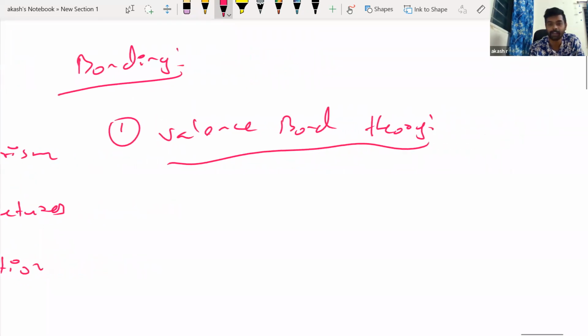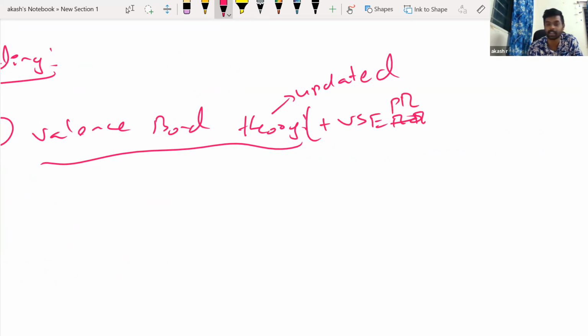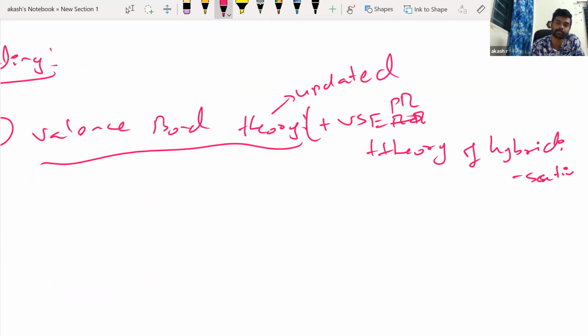Okay, first one is your valence bond theory. Basically, they did not mention this, but this is an updated version of valence bond theory. Why I say updated is that this includes VSEPR plus your theory of hybridization, everything together. We have this particular theory, VB theory, which we call valence bond theory.